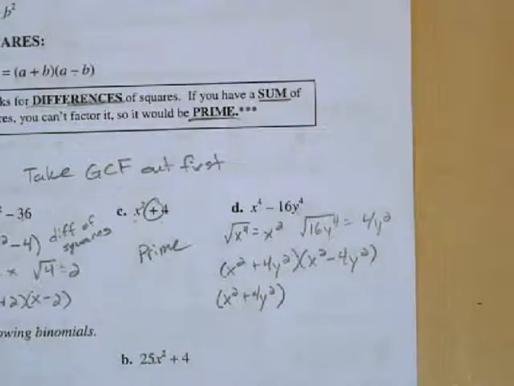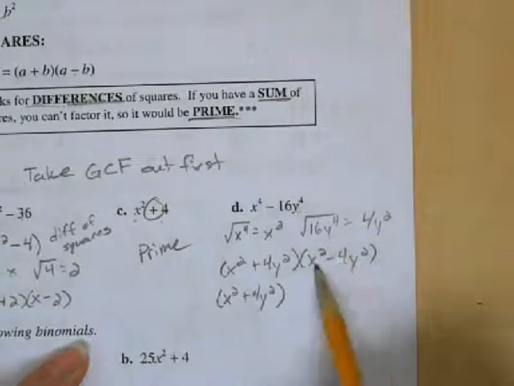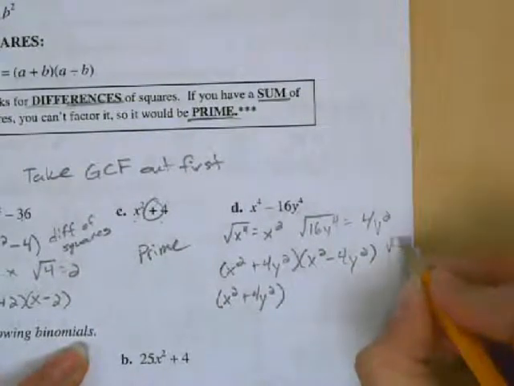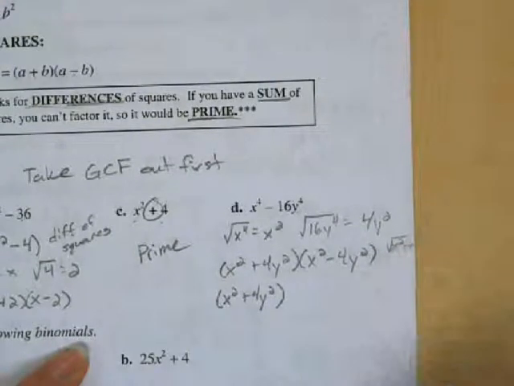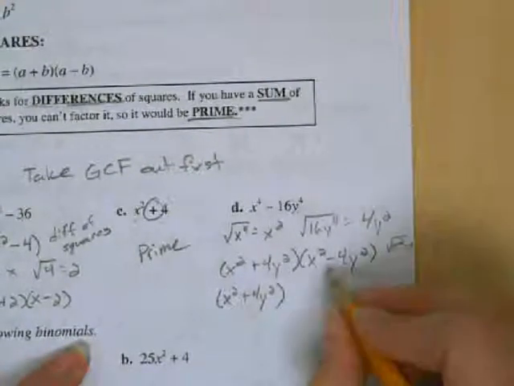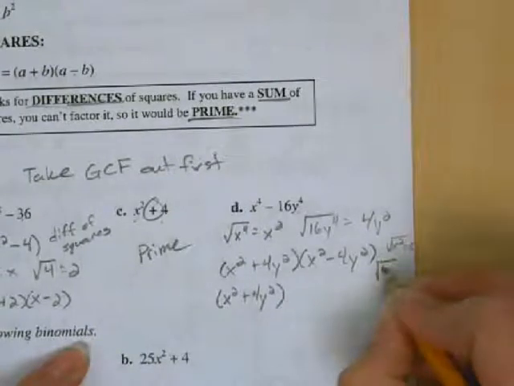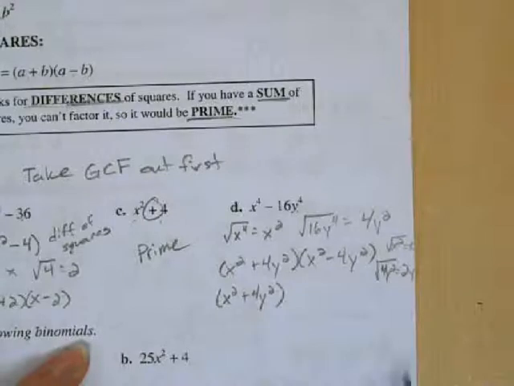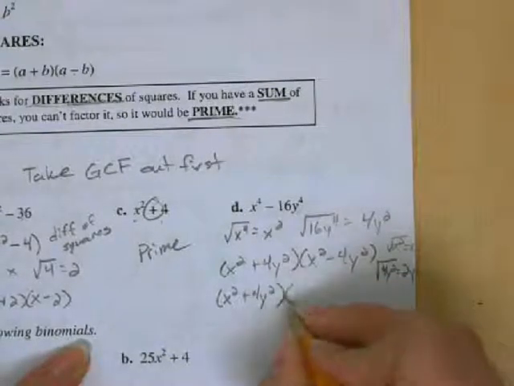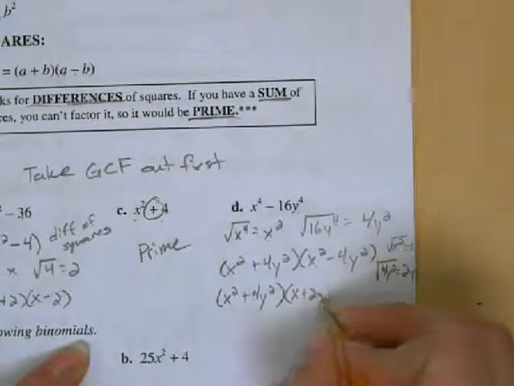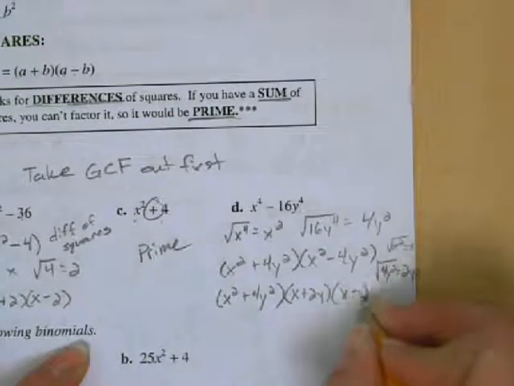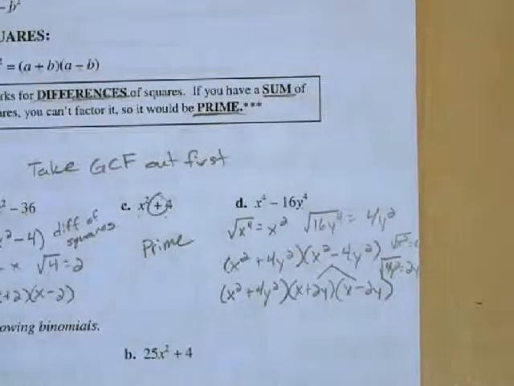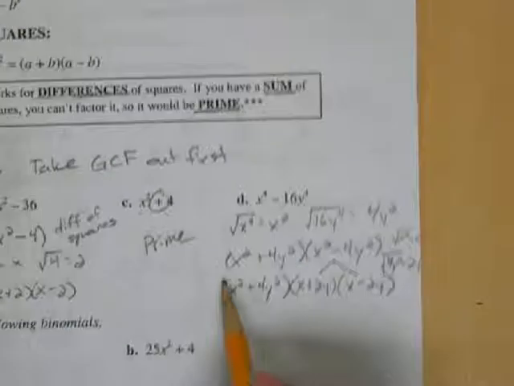Now this piece, however, is the difference of perfect squares. X squared is a perfect square. Square root of x squared is x. Okay, and the 4y squared is a perfect square. Square root of 4y squared is 2y. So that becomes my two new numbers. I've got an x and a 2y. So when I factor this, I get x plus 2y and x minus 2y. Okay, and that's this being factored into two pieces. And that would be your final answer. Nothing else I can do.